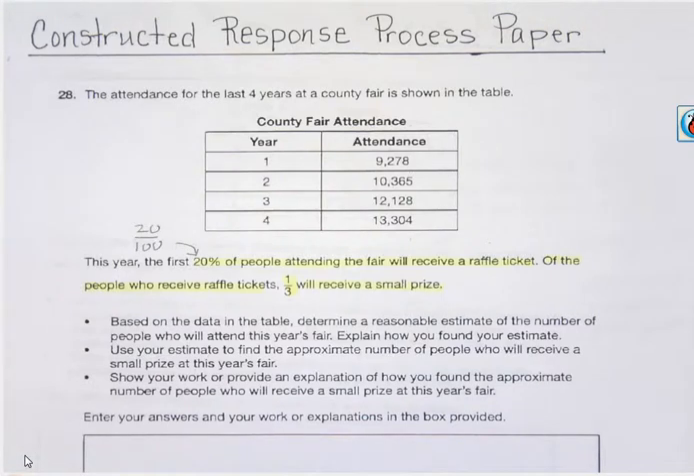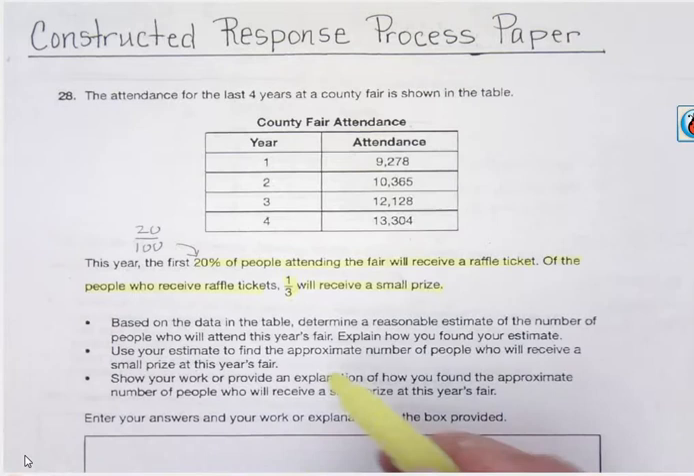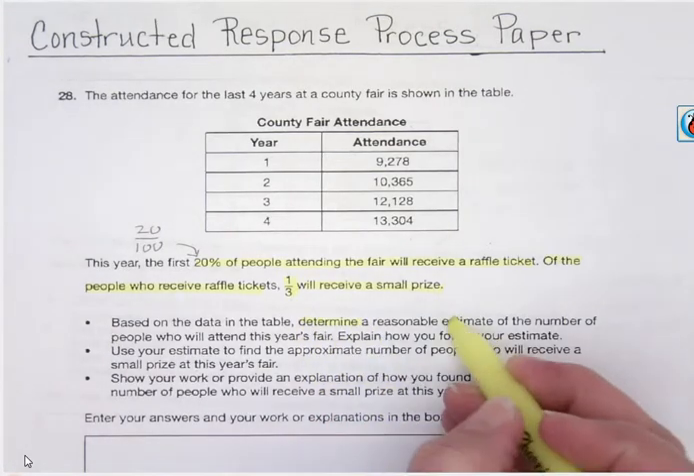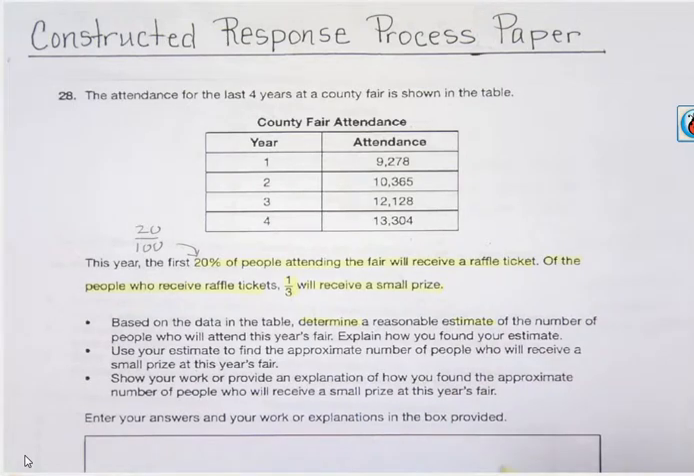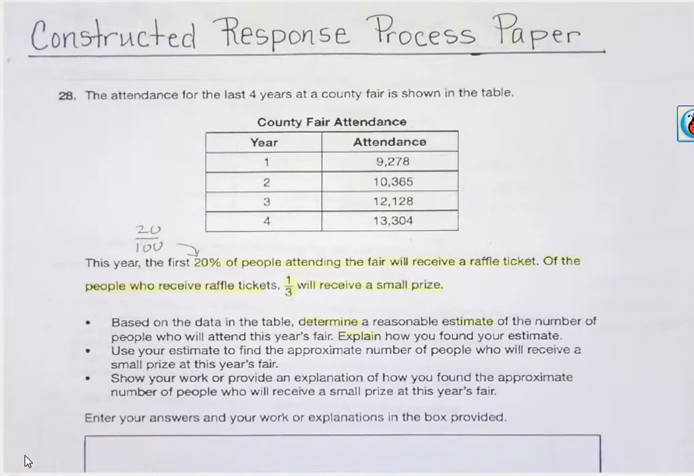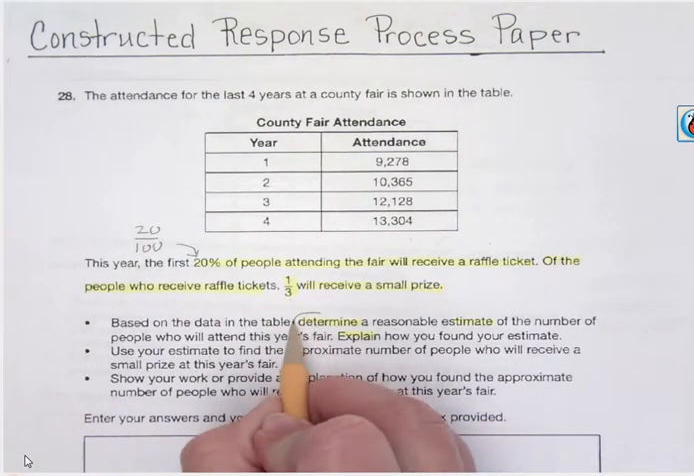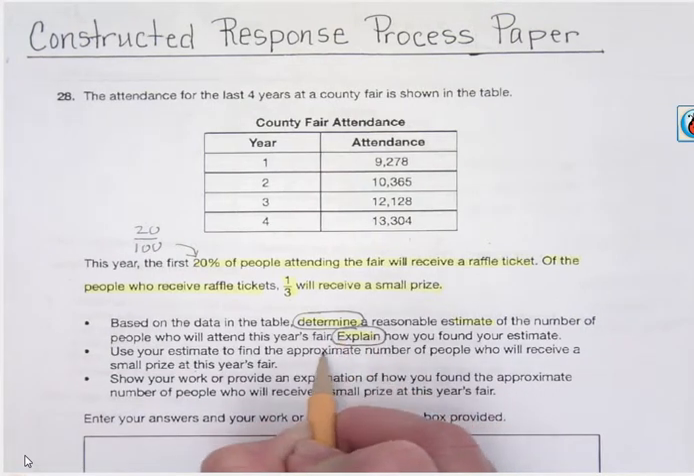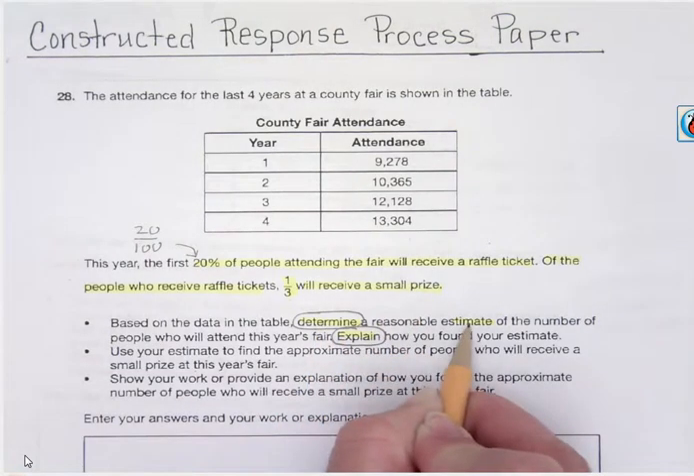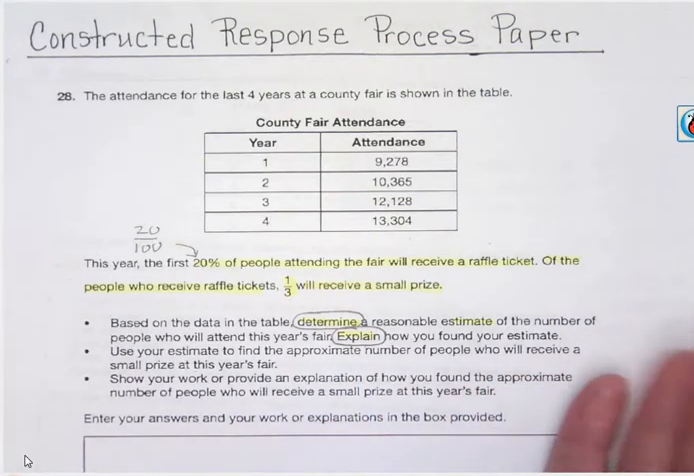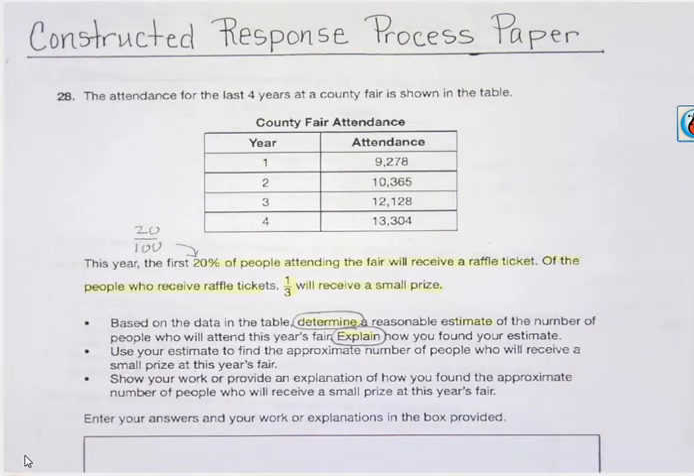So the first bullet is asking me to determine a reasonable estimate of the number of people who will attend this year's fair and explain how you found your estimate. So I have 2 things that I'm going to represent in this bullet in my answer. I'm going to not only give them the reasonable estimate, but I shall also explain how I found it. To do that, there are options.